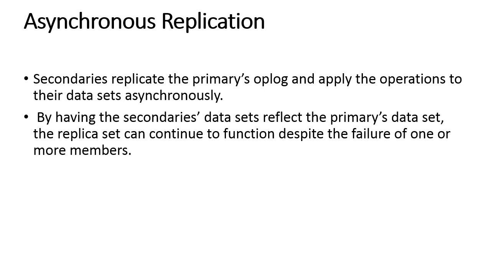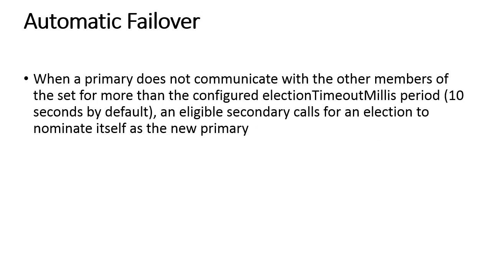And let's see what is automatic failover. When a primary does not communicate with the other members of the set for more than the configured election timeout, which I've already told you is 10 seconds by default, and if you want to change it, you can go into the settings and change it according to your need. Even after the 10 seconds, if the primary does not communicate with the other members of the cluster, an eligible secondary calls for an election to nominate itself as the new primary.